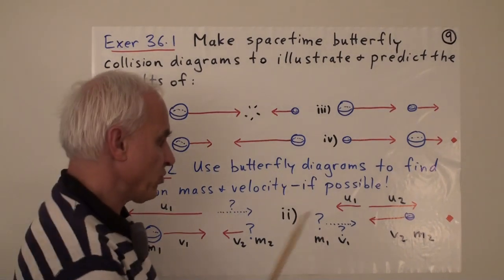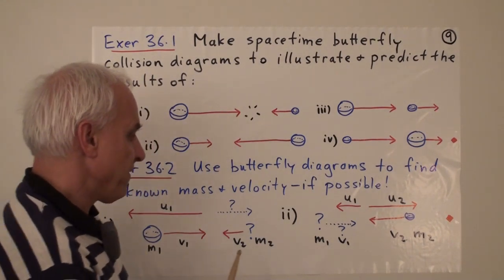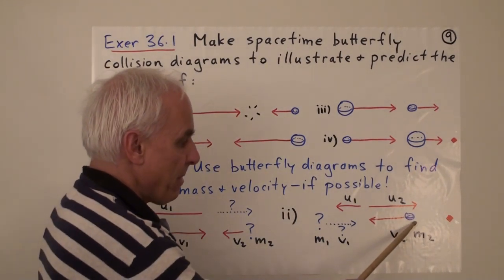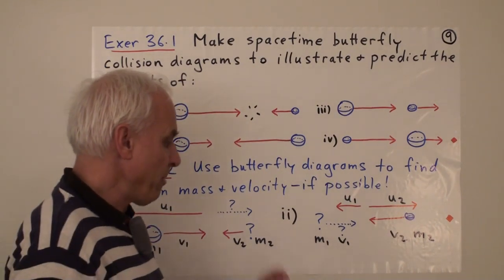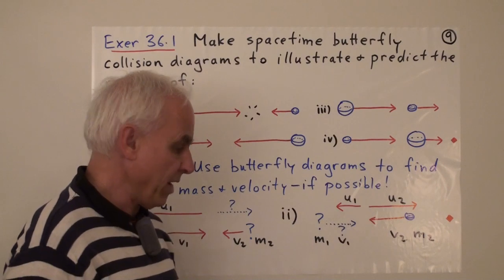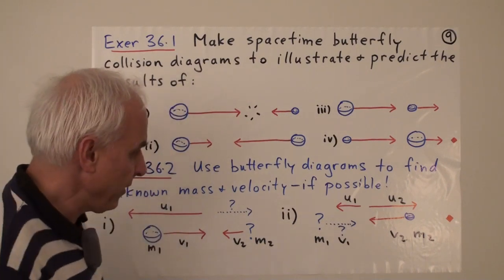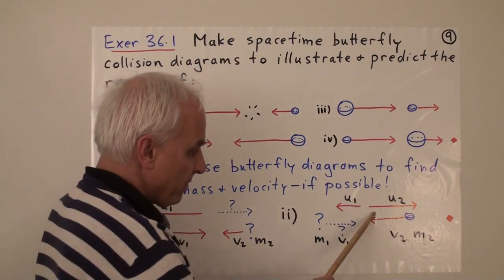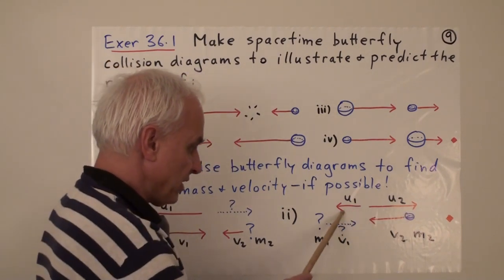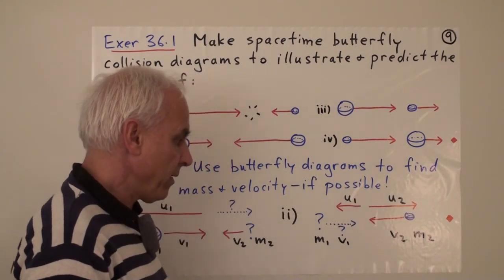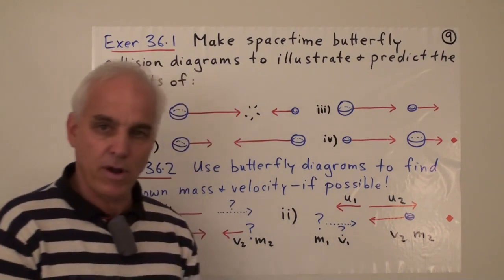And similar kind of situation over here. We have a mass m2 coming in this way with some velocity. We have some unknown mass m1 coming in this way with some unknown velocity v1. And we're told that this one, number 2, bounces back with the velocity u2, and this one bounces back with a velocity u1. Can we figure out what m1 and v1 are?